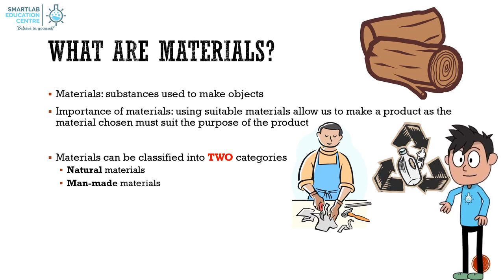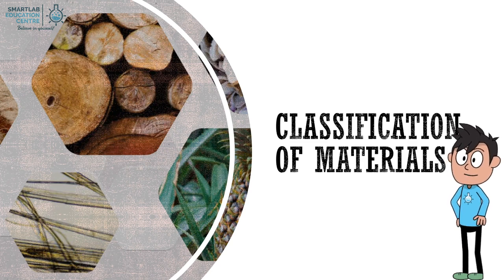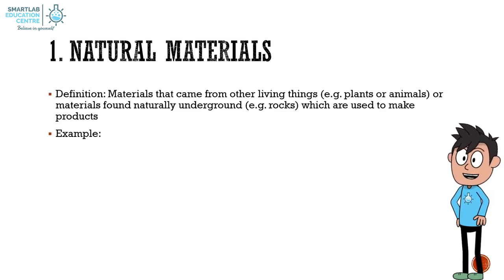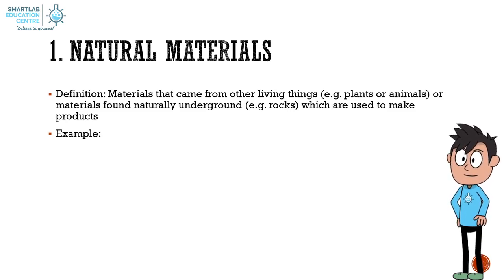Natural materials. Man-made materials. Classification of materials. 1. Natural materials. Definition: materials that came from other living things, for example, plants or animals, or materials found naturally underground, for example, rocks, which are used to make products. Example.